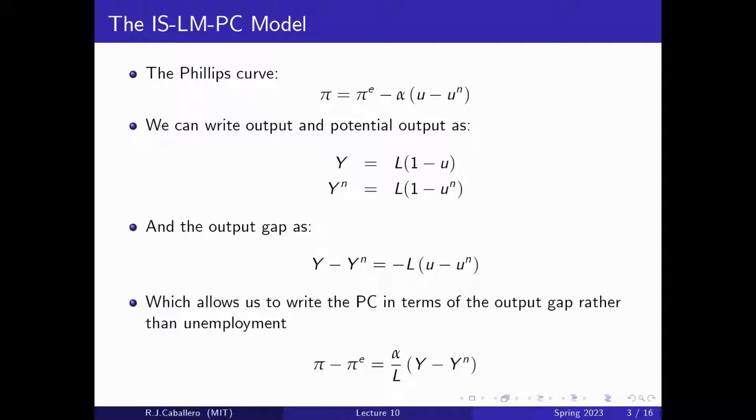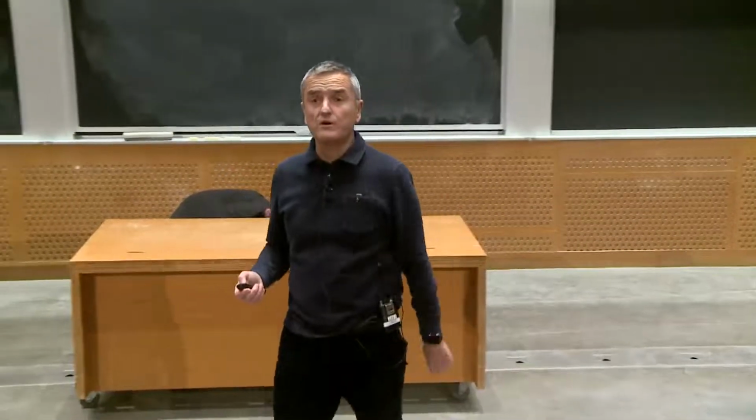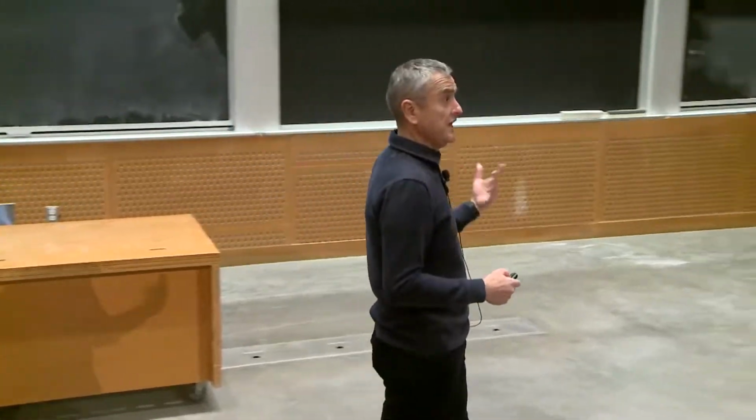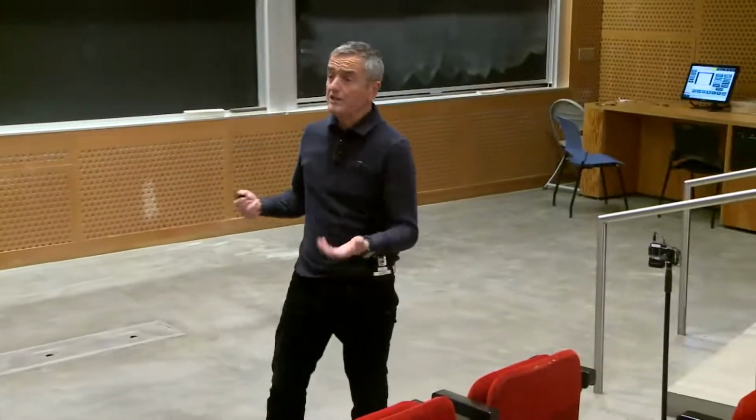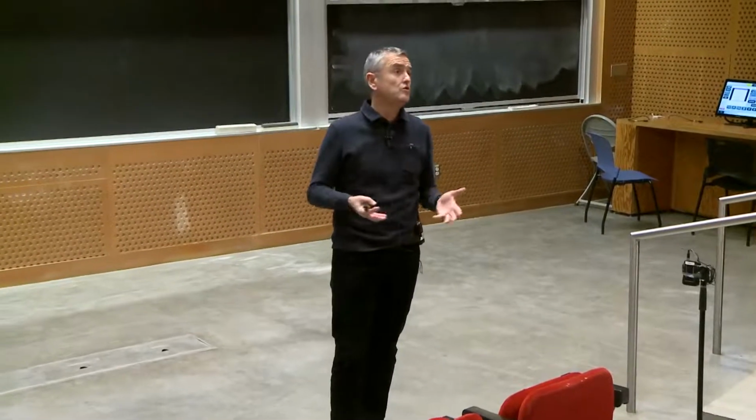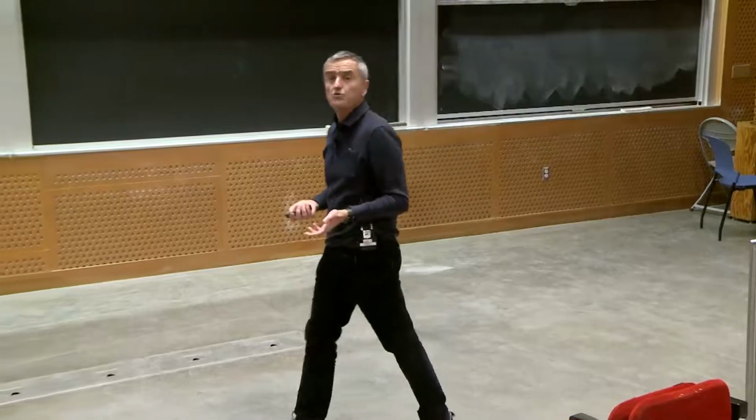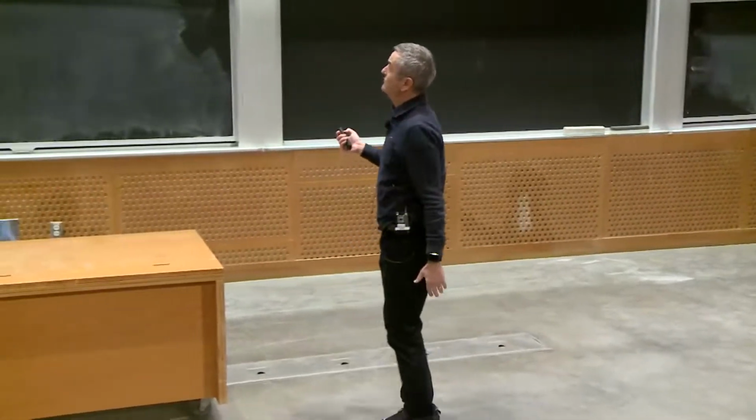And it's very easy to do that with the production function we have, because output is just equal to employment. And employment is just equal to the labor force times 1 minus the rate of unemployment. And we could define a concept of potential output as simply that output that happens when employment is equal to the natural level of employment, which is equal to the labor force times 1 minus the natural rate of unemployment.